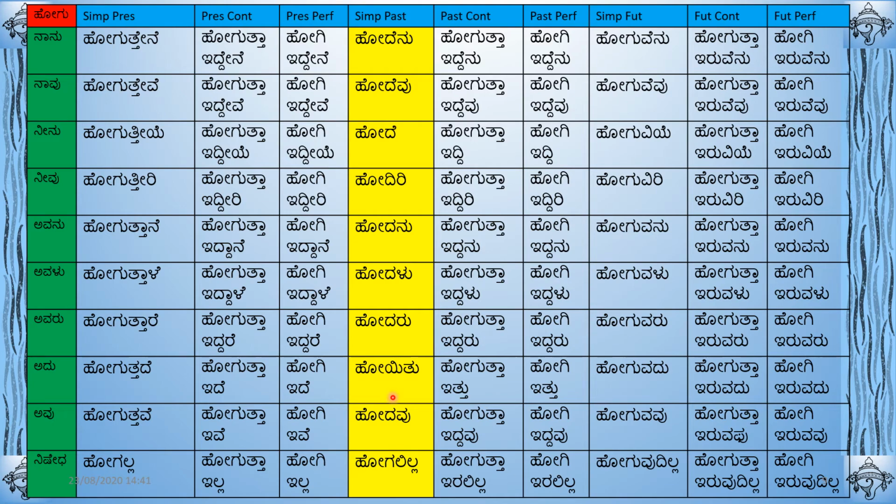Again, you see the neuter. The third person singular neuter is always unique. Hoitu, hodavu, hogalilla. Okay, so this is your hogu. And the perfect tense will use hogiddene, hogiddenu, right? Hogi, hogiruvenu, like that. Okay, that's your perfect tense.